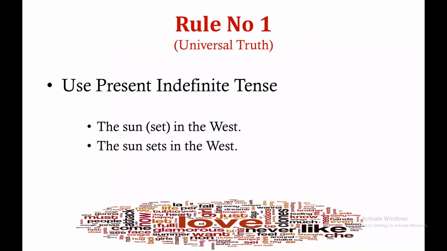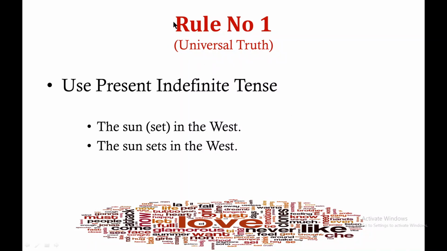So the first rule of applying the suitable form of the verb is universal truth. What is universal truth? Universal truth talks in terms of universality, in terms of truth everywhere. If I talk about universal truth, the sun sets in the west. It is true in every part of the world. Nobody can say that the sun sets in the east. It always sets in the west. So this is universal truth.